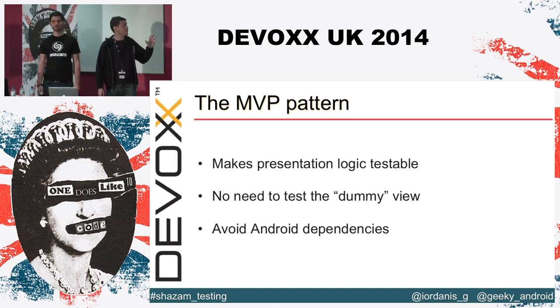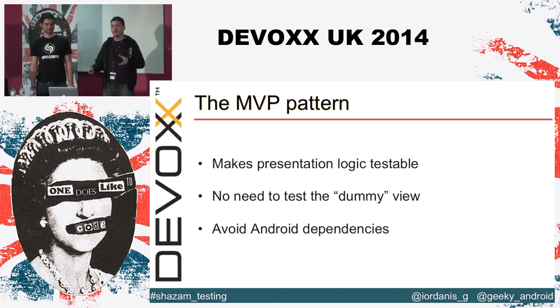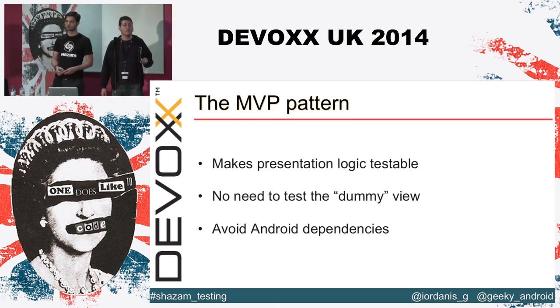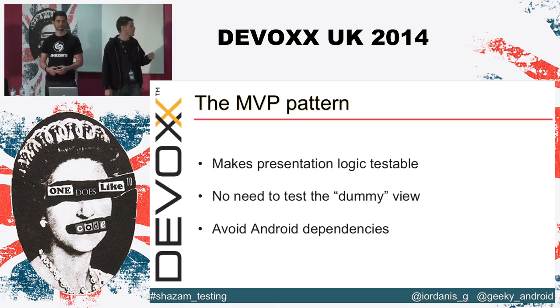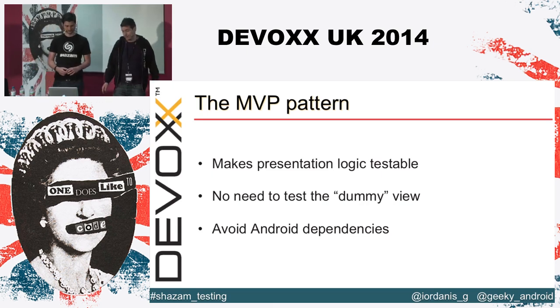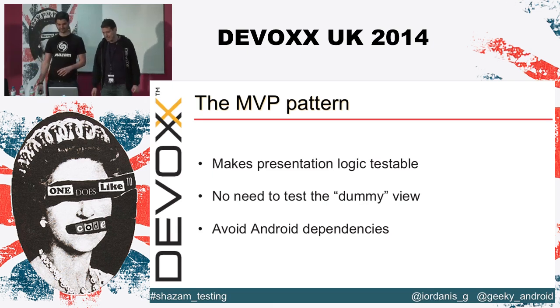What this allows us to do is test two-thirds of our system. So our presentation and our business logic can now be unit-tested using Java. We don't have to mess around with Android. It makes things very easy. Yes, as I mentioned, we don't need to test the Android bit because it's just the binding of the data to the view. The view is very dumb. It has no if statements, nothing in it. And that way we avoid these dependencies that cause a lot of problems on Android. I mean, we'll show in a bit exactly how we do this.